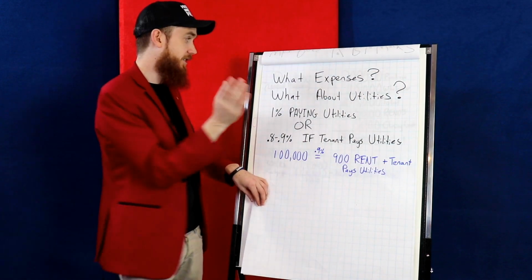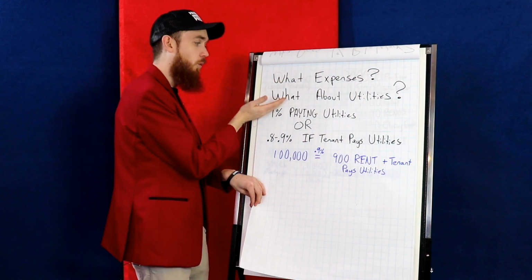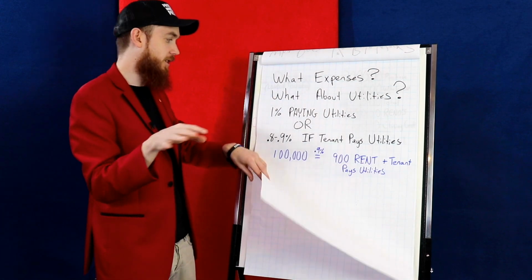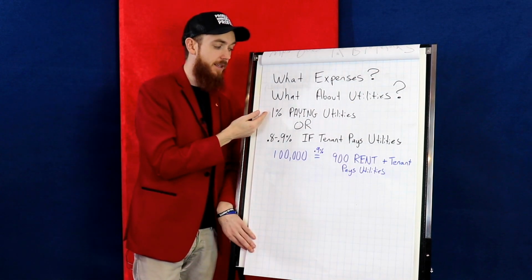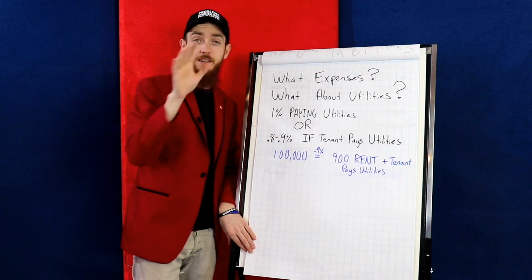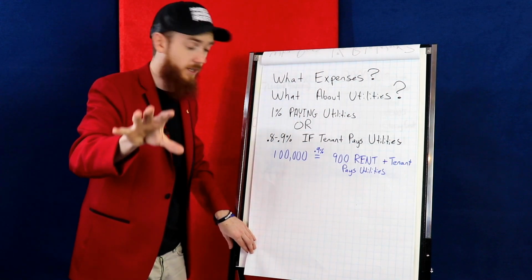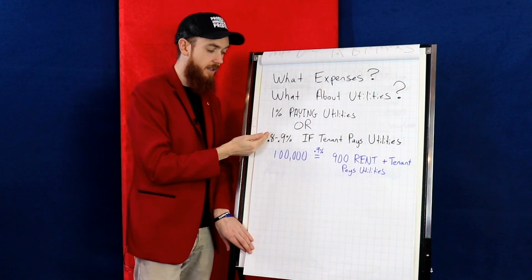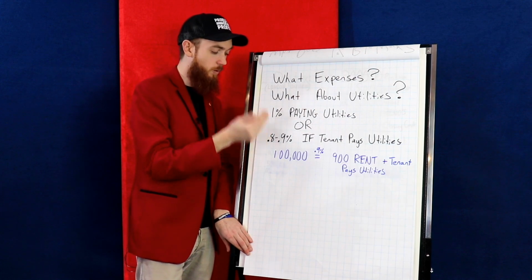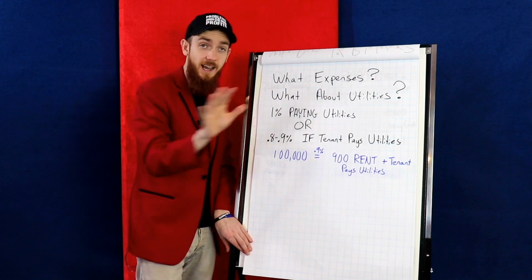Then we also discussed, what about the expenses? What about utilities? Are utilities included? And I said that in my opinion, you can do the 1% rule if you, the landlord, are paying utilities, and if the tenant's paying utilities, we can actually go to a 0.8 or 0.9 rule.